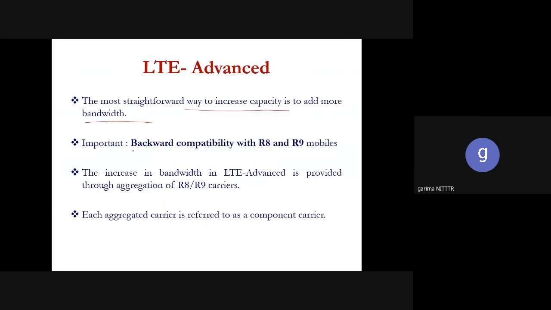So that is why backward compatibility with previous releases of 3GPP was there in LTE Advanced, and the increase in bandwidth in LTE Advanced is provided through aggregation. As I said, carrier aggregation is the major feature of LTE Advanced and the LTE Advanced architecture. Each aggregated carrier is referred to as a component carrier.